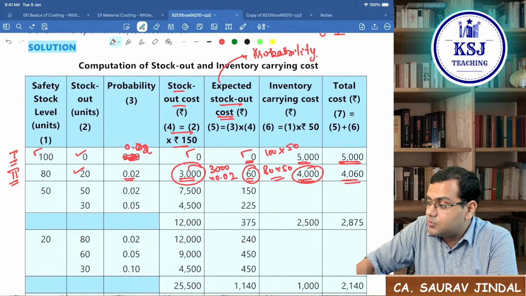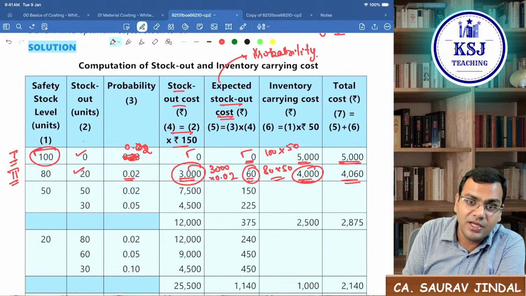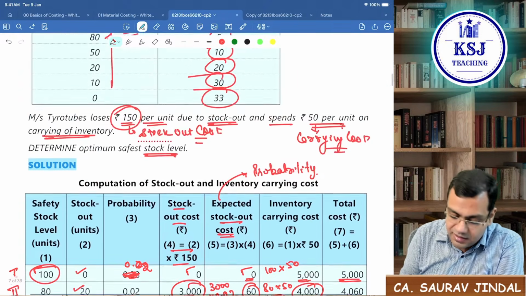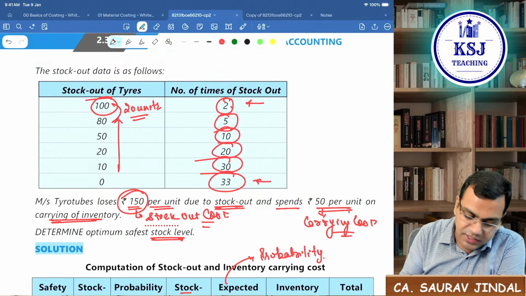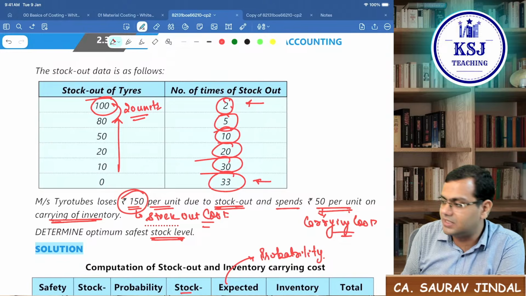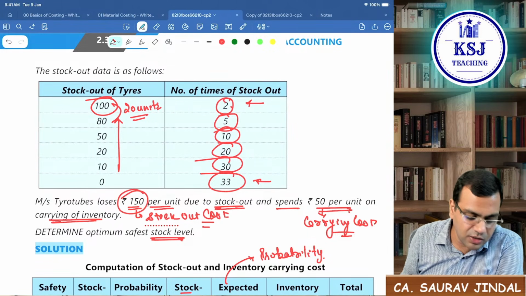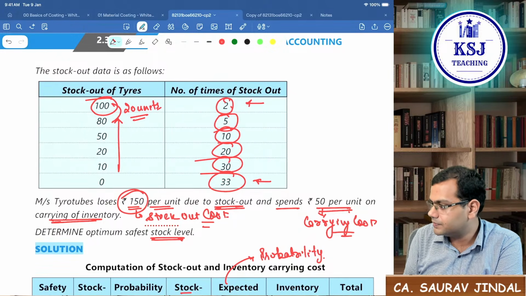Probability for 0 is 0.33. But what is the probability that you will get a demand? This stock out will be 0 only if demand is 100 units, right? Anyhow, it will not impact, even if you take 0.33 or you take 0.02. In the earlier modules, it was taken 0.02. Then they changed it to 0.33. Right? However, it is not going to impact your solution in any case. Clear?